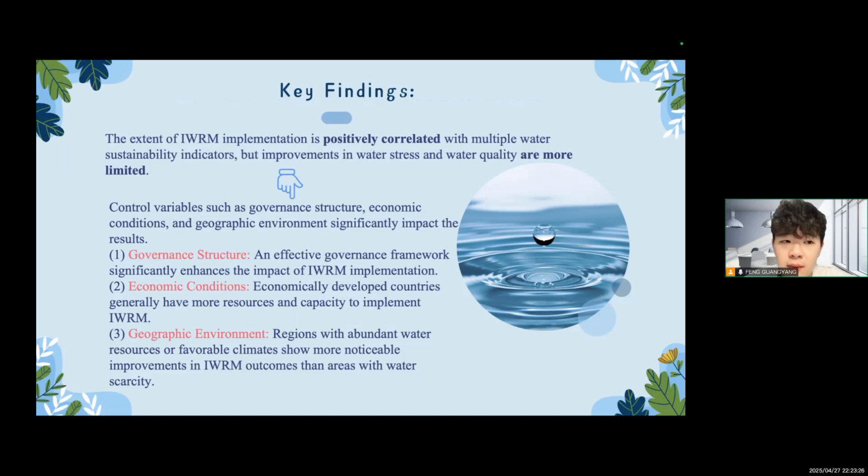About key findings, the extent of IWRM implementation is positively correlated with multiple water sustainability indicators, but improvements in water stress and water quality are more limited. Control variables significantly impact the results, such as governance structure, economic conditions, and geographic environment.